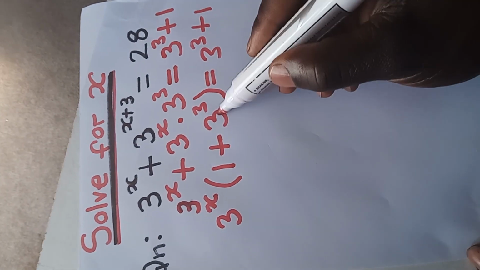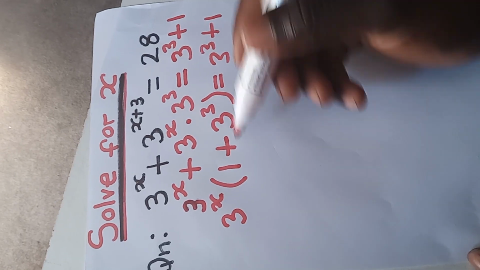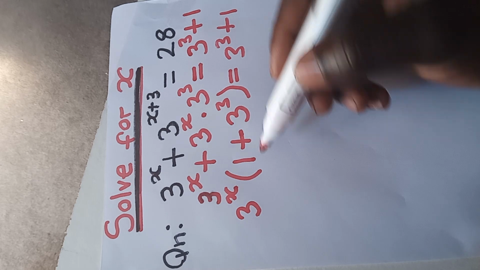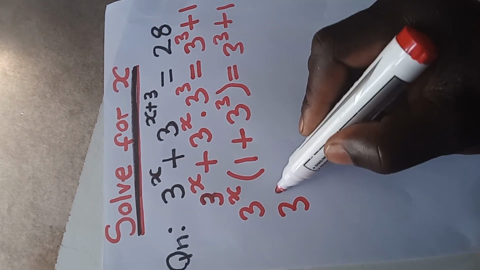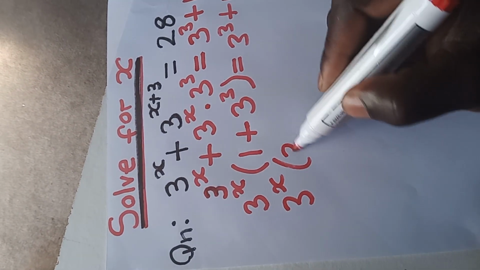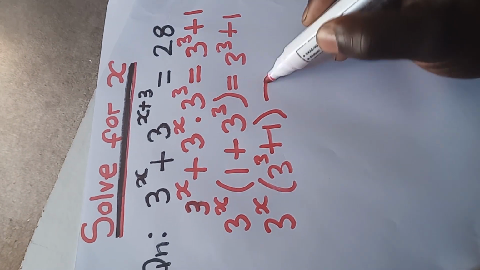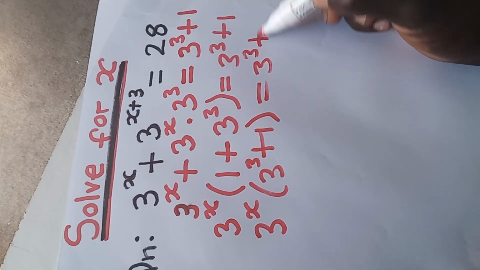Now, this part and this part are equal because we are adding, and you can clearly see, let's write it in a clear way so that people can see: this part is the same as 3 to the power of 3 plus 1 here. Then we equate it to 3 to the power of 3 plus 1 there.